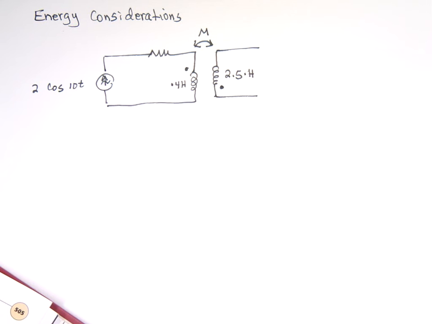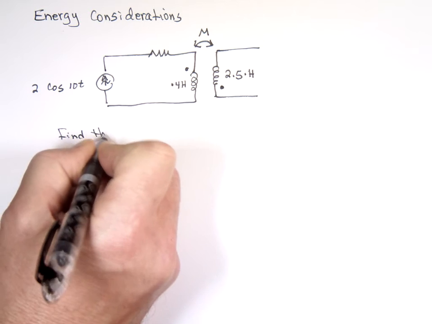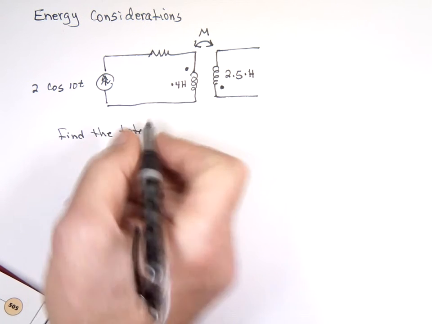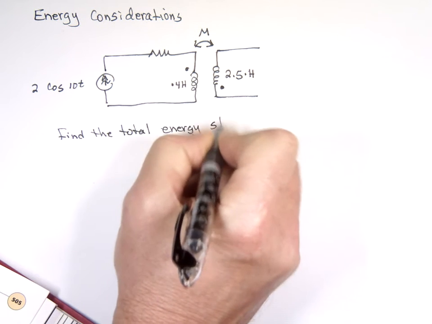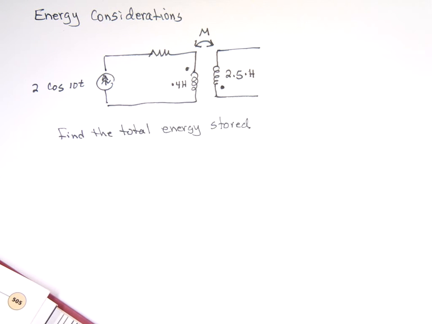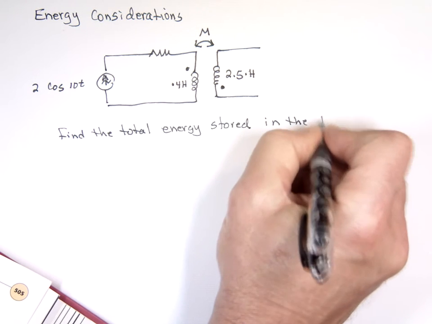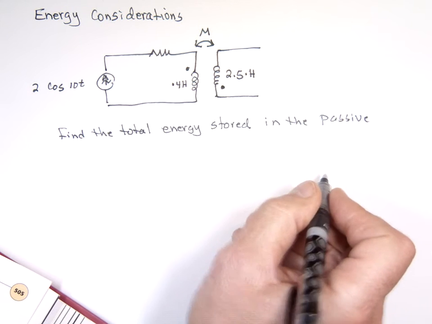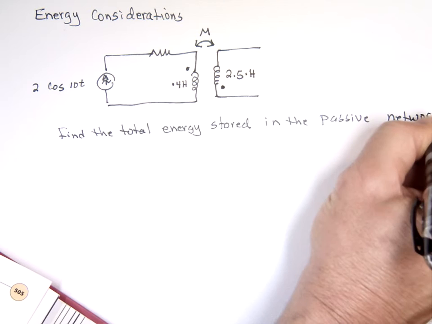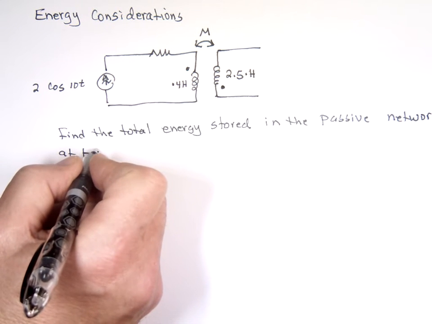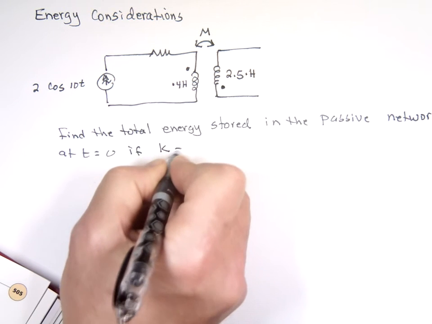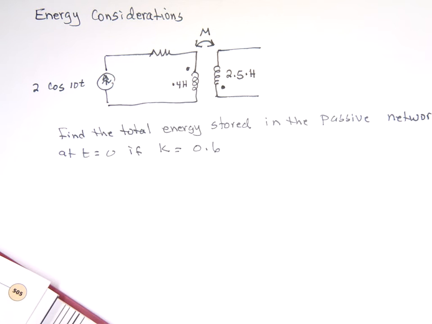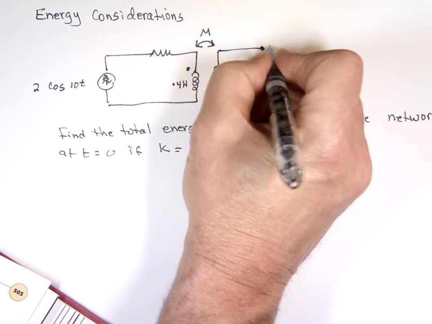So we got this problem here. The question for this: find the total energy stored in the passive network at t equals... Notice M is not given to us. If k equals 0.6, and this is terminal A and B, if they are left open, or X and Y, I guess. A and B, X and Y, whatever you want to call it.